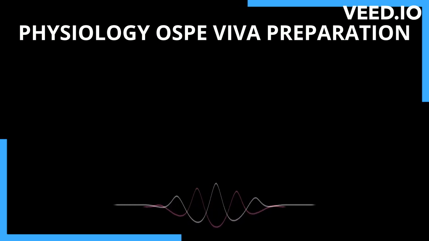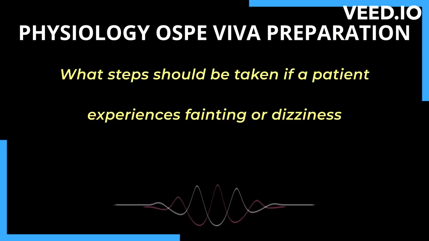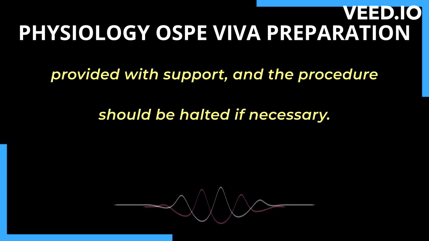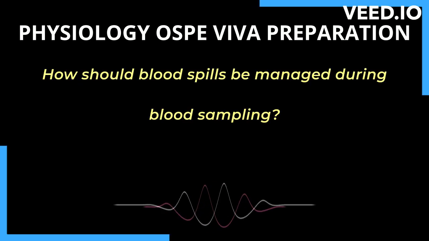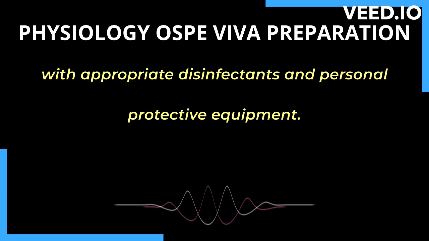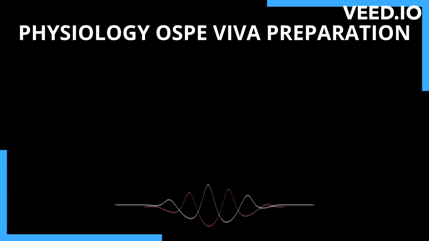of contamination. What steps should be taken if a patient experiences fainting or dizziness during blood sampling? The patient should be placed in a comfortable position, provided with support, and the procedure should be halted if necessary. How should blood spills be managed during blood sampling? Blood spills should be promptly cleaned up with appropriate disinfectants and personal protective equipment.